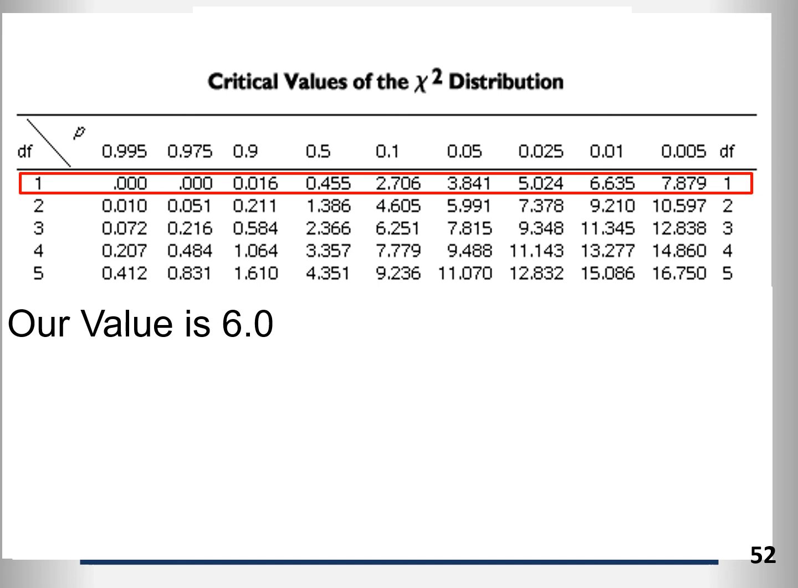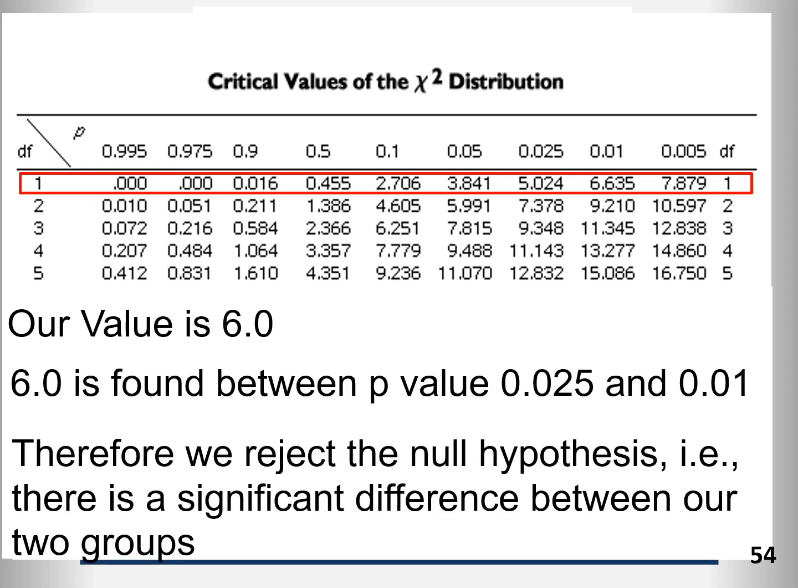Our value is 6.0. So 6.0 would fall right here, which means my corresponding p-value is somewhere between these two values. I don't know exactly what it is, but I don't really need to know exactly what it is for these purposes because it's going to be less than 0.05. Therefore, we reject the null hypothesis and we conclude that there is a real difference between our values of 30 and 20 compared to what we expected, 37.5 and 12.5.